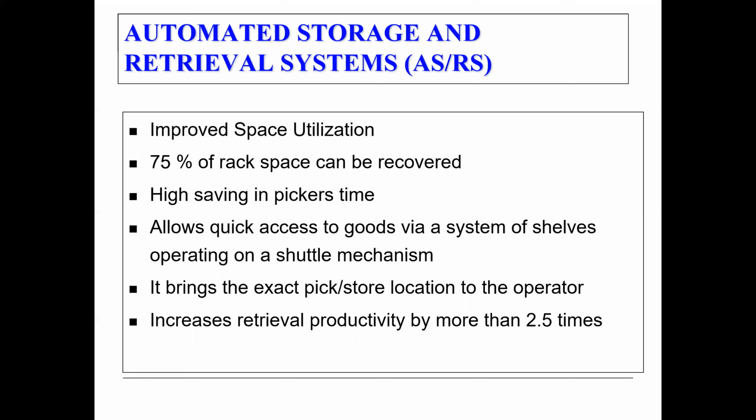Automated storage and retrieval systems improve space utilization. 50% of rack space can be recovered. High saving in picker time. Allows quick access to goods via a system of shelves operating on a shuttle mechanism. It brings the exact pick store location to the operator. It increases retrieval productivity by more than 2.5 times.